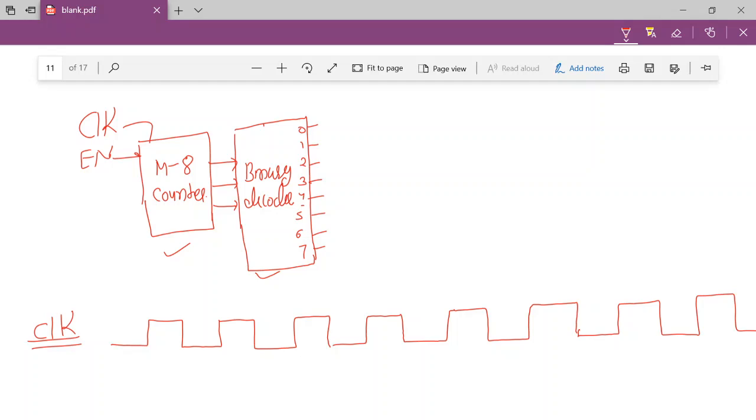We know that if we apply 0, the output 0 will be enabled, right? That means the 0th output would be 1 if we apply 0 at the input side of the binary decoder. If we apply 1, the first output will be 1. Not the second, because we are starting from 0. Please do not get confused about these things. So whatever we apply here, 0 to 7, correspondingly one output would be active, right?